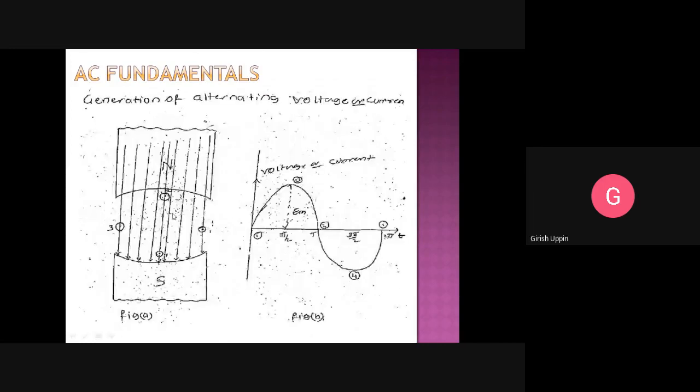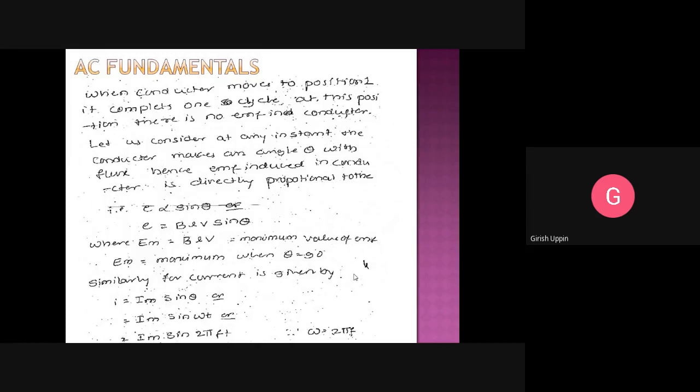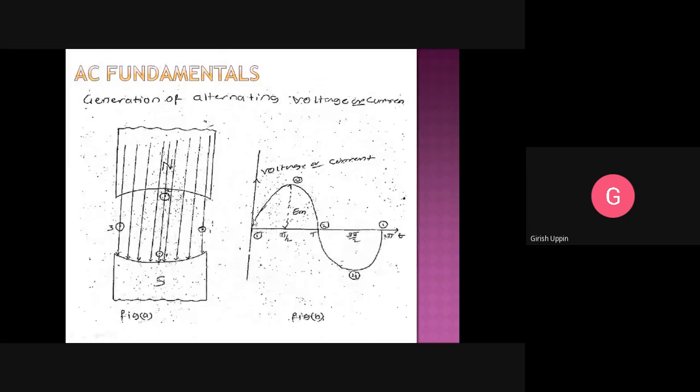A simple analogy here is that at position number 2, it was under the north pole, so it is a positive voltage. Under the south pole, it would be opposite to that, negative. So that is how at position number 4 the direction changes, and when it comes back to position number 1, it becomes 0 again. This is called one cycle of an alternating voltage. It went through positions 1, 2, 3, 4 and back to 1, producing one cycle. So one rotation of the conductor is responsible for one cycle.